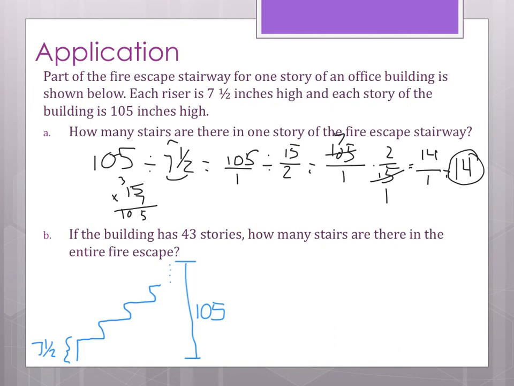So that's great. Next, in part B, if the building has 43 stories, how many stairs are there in the entire fire escape? Well, to figure that out, we just take the number of stories and multiply it by the number of stairs in one story to get the total. So we'll do 43 times 14.